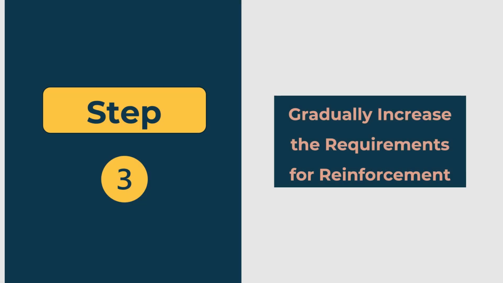Once the student demonstrates consistent engagement in the target behavior, in step 3, the teacher begins to thin the reinforcement gradually. This can be done either by increasing the time interval between reinforcements, interval thinning, or by increasing the number of behaviors required before reinforcement is given, ratio thinning. In interval thinning, the teacher increases the amount of time that must pass before reinforcement is delivered. For example, if the student has been reinforced for staying seated for 5 minutes, the teacher might first increase this duration to 7 minutes, then 10 minutes, and so on. This helps the student maintain the behavior over a longer period without constant reinforcement.